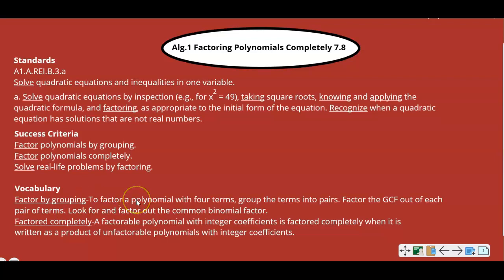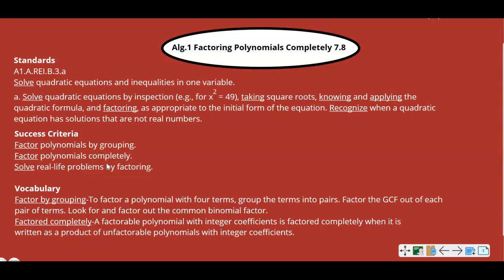Today we're going to be factoring polynomials completely. All right, so first on here you've got your state standards and then your success criteria. To be successful, you need to be able to factor polynomials by grouping. We have briefly looked at this, so hopefully this is not completely new today. You need to be able to factor polynomials completely.